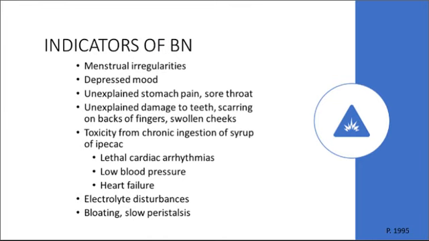Indicators of bulimia nervosa are menstrual irregularities, because your hormones are out, depressed mood, unexpected stomach pain, unexplained damage to teeth, scarring on the backs of fingers, toxicity from chronic ingestion of Ipecac to induce vomiting, cardiac arrhythmias, low blood pressure, low heart rate, electrolyte disturbances, bloating, and slow peristalsis. I mean, it can lead to major problems.